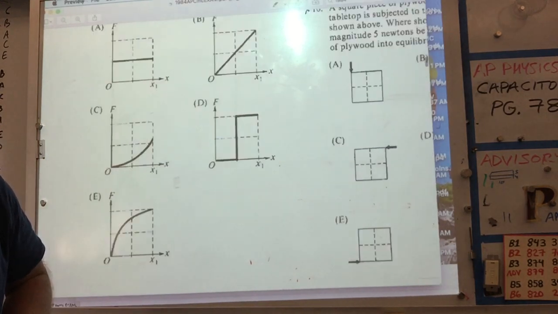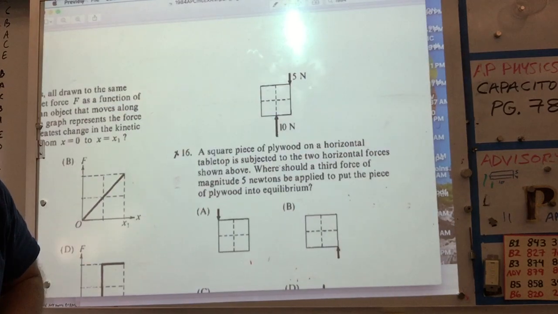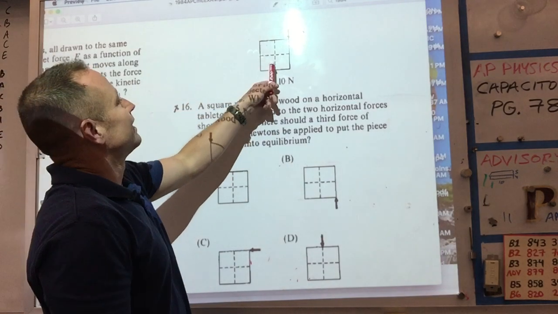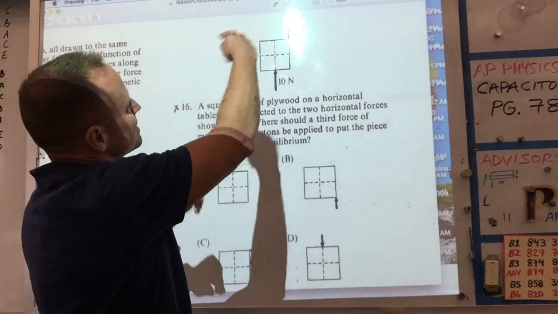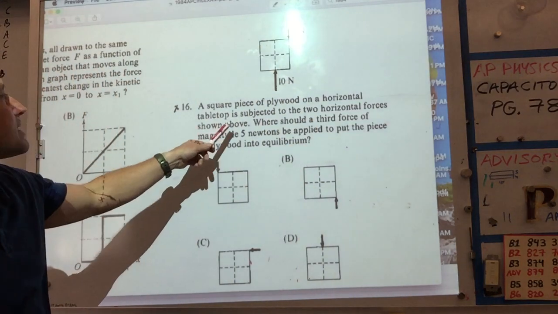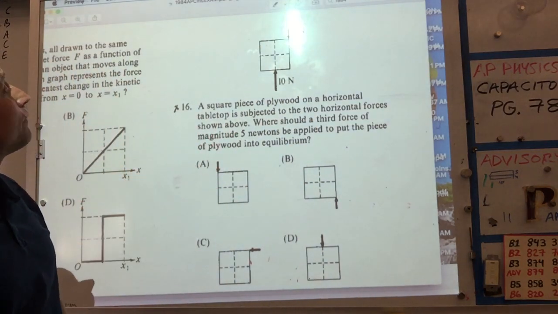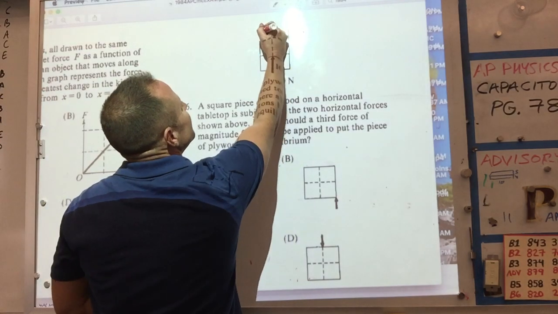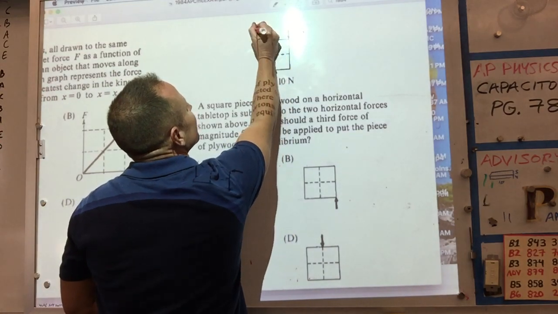Well, what's next? Let's see. A square piece of plywood is being pushed by a couple forces. Okay, right. So it looks like there's going to be a net force of 5 upwards, and this thing might start to spin. What are they going to ask? Where should a third force be placed to put it in equilibrium? Yeah, you just need the torques to balance and the forces to balance.